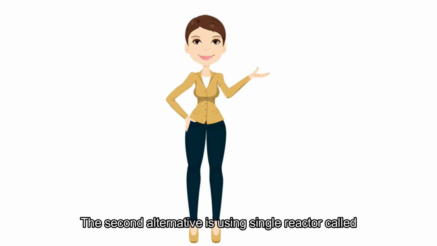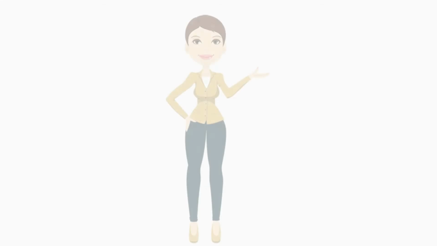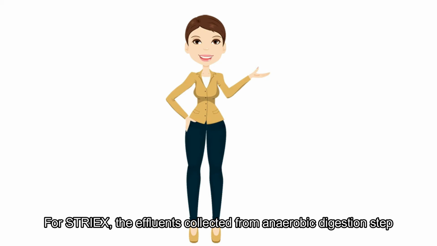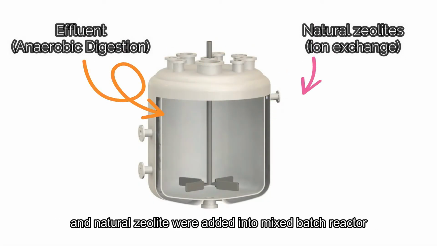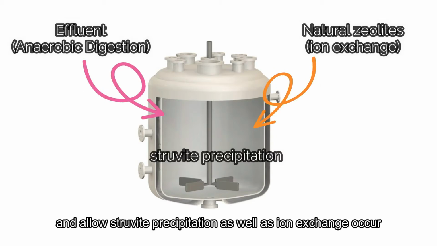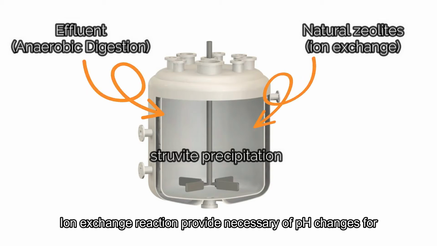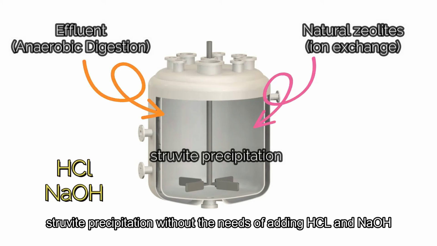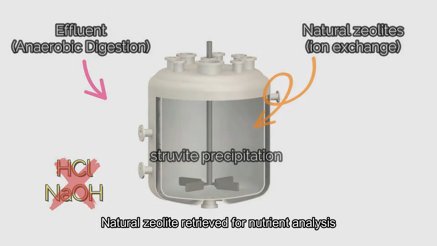The second alternative is using a single reactor called the STRIAX system. For STRIAX, the effluent collected from the anaerobic digestion step and natural zeolite were added into a mixed batch reactor, allowing struvite precipitation as well as ion exchange to occur simultaneously inside the mixed batch reactor. The ion exchange reaction provides the necessary pH changes for struvite precipitation without the need for adding HCl and NaOH. The natural zeolite is retrieved for nutrient analysis.